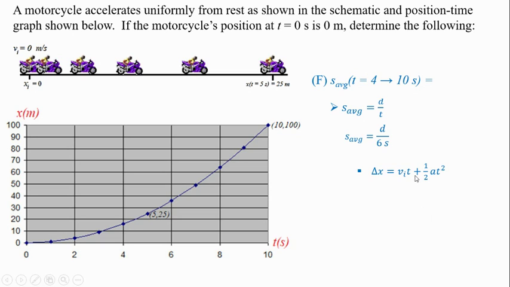Here, ViT plus 1/2 at squared. I didn't cross out Vi because Vi is not 0. It starts at 4 seconds. At 4 seconds, the object is already moving at a rate of 8 meters per second. So I plug in Vi as 8 meters per second. Time here is 6 because from 4 to 10 is 6. And then the rest of the work is just plug and chug.